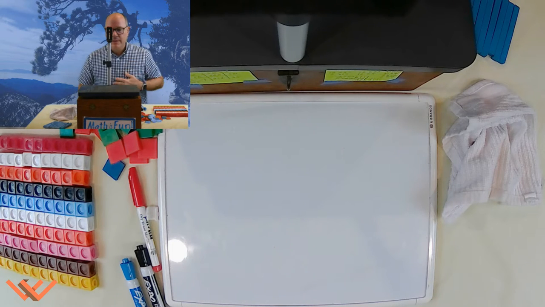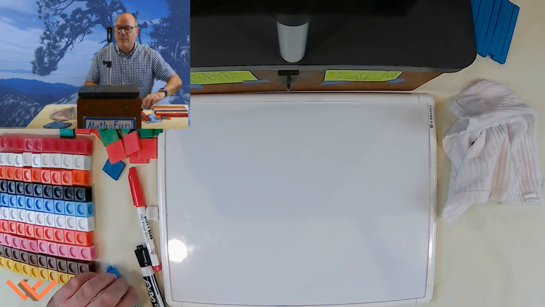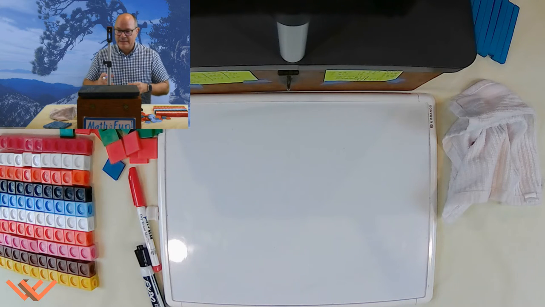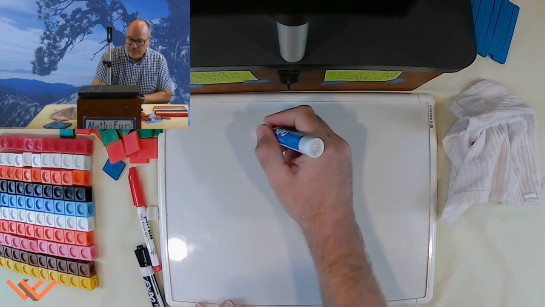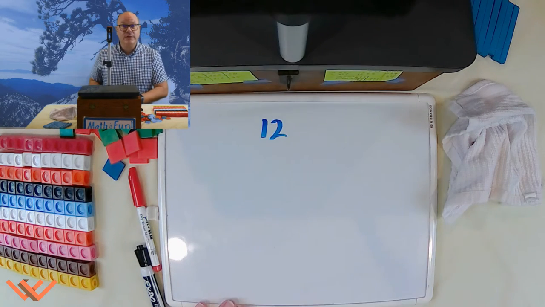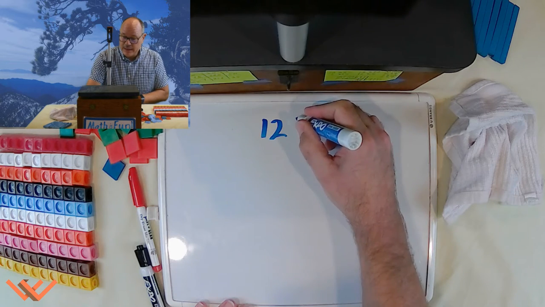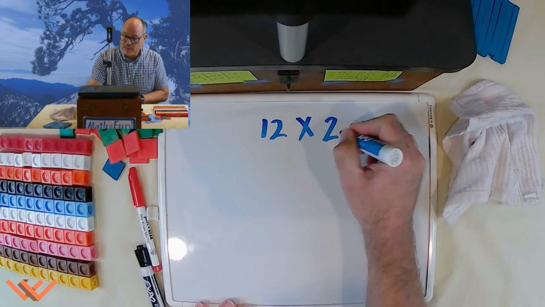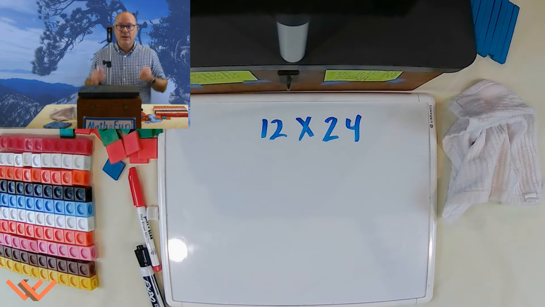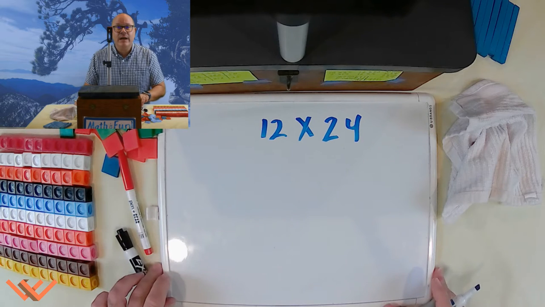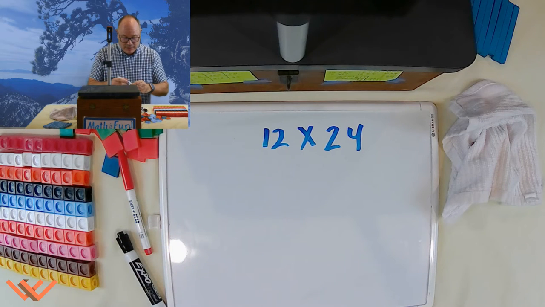Okay. So first, let's set up a problem. Let's say Florida scored 12 points, and Alabama scored 24 points in a game. What would be the product? How do we multiply that out? Well, let's take a look.